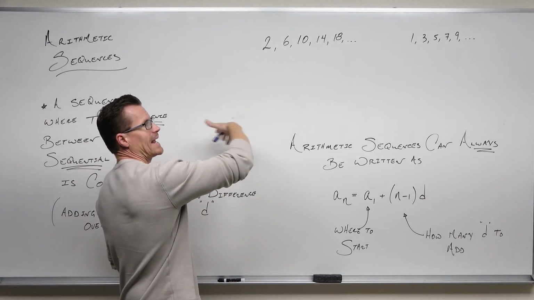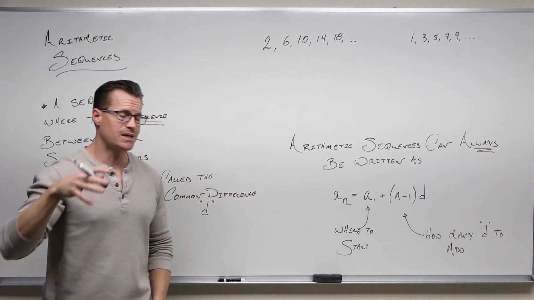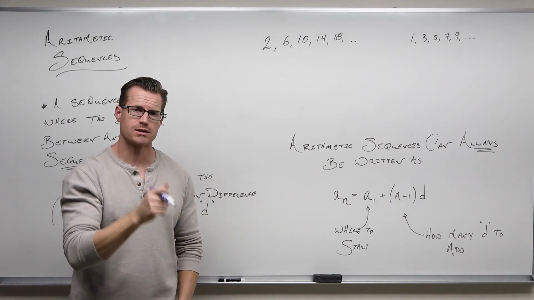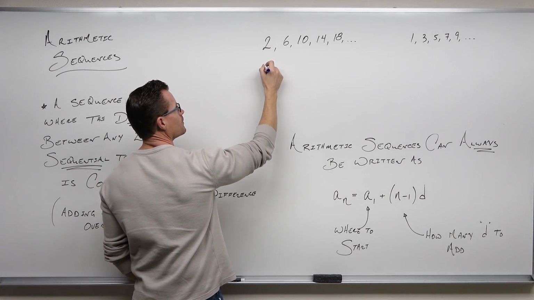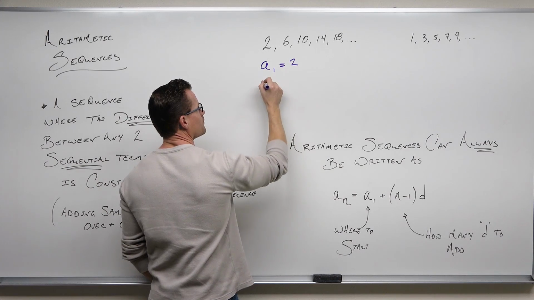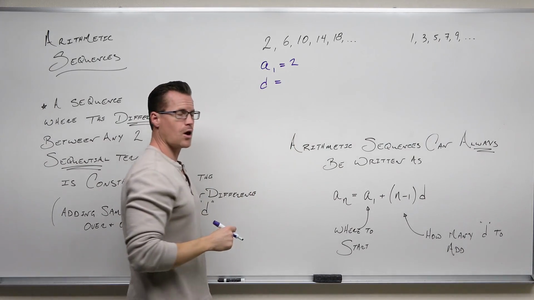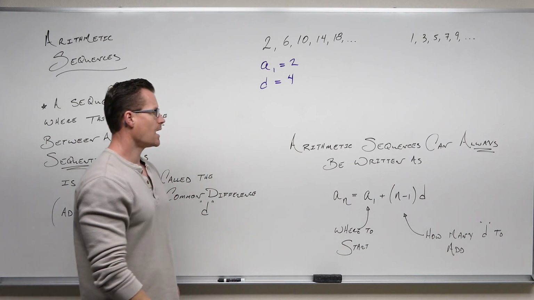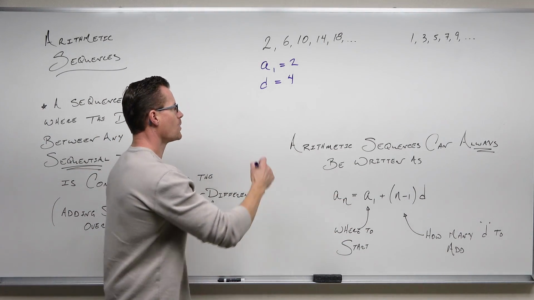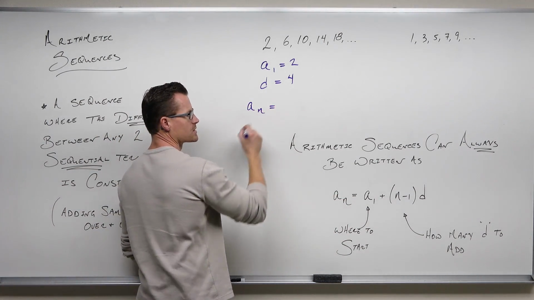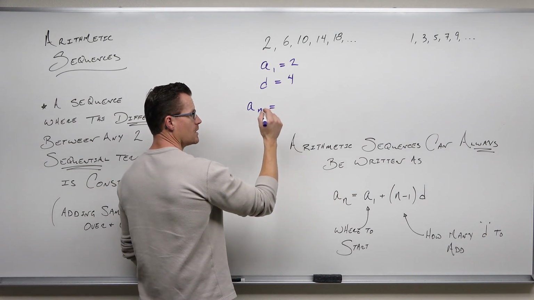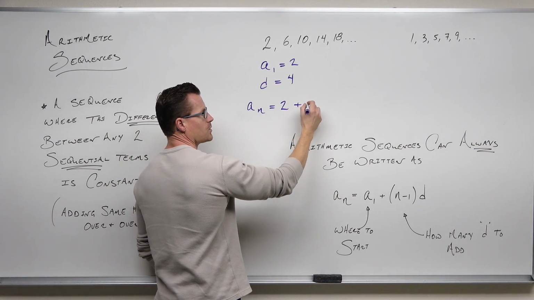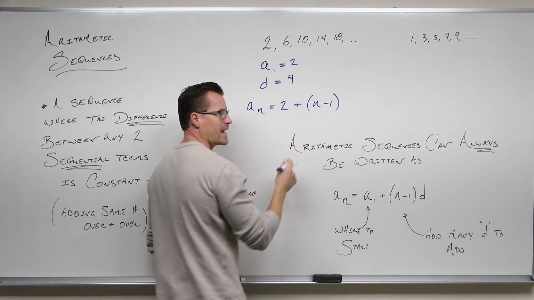If we want to write any arithmetic sequence and we can define it this way, it's really easy to do. All you need is the first term and the common difference. That's 4, and then we can structure appropriately. So our arithmetic sequence is structured as, let's see, a sub 1, that's my first term, 2, plus n minus 1. Why n minus 1 again?